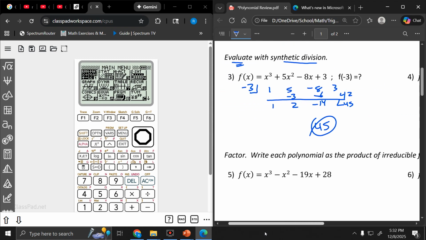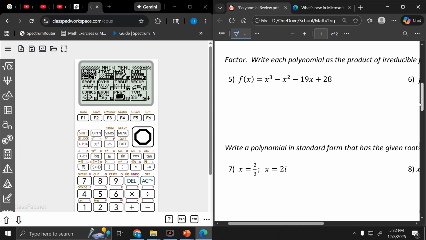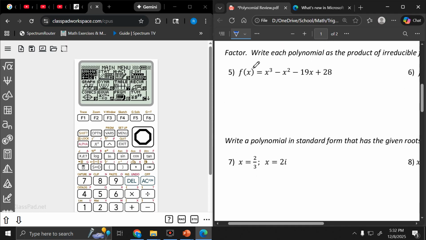Now you do need to make the answers clear when you are doing these. So try number 5. It says to factor. Okay, to factor these, you're going to look at the possibles, which would be the factors of 28. So 1, 2, 4, 7, 14, 28.